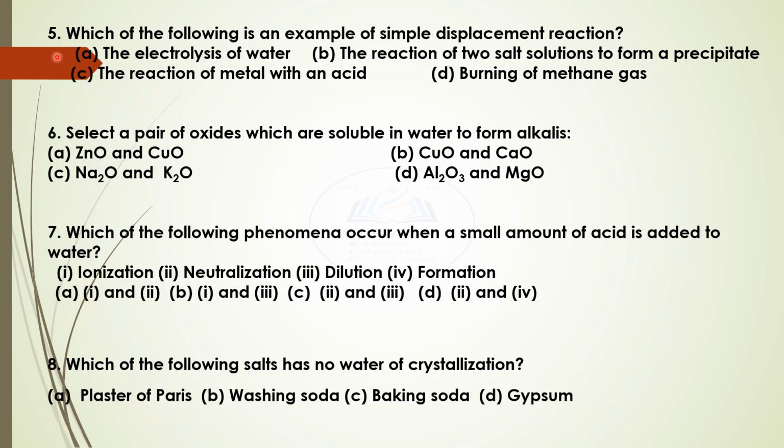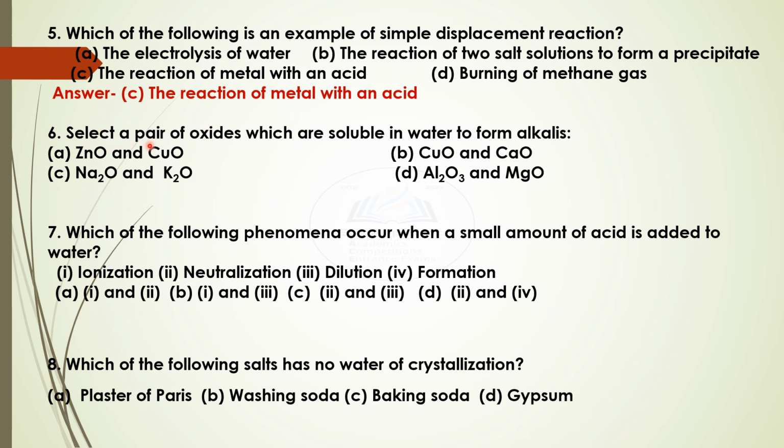Question 5. Which of the following is an example of simple displacement reaction? Is it electrolysis of water, or reaction of two salt solutions to form a precipitate, or is it the reaction of metal with an acid, or burning of methane gas? Have you marked your choice? Let us confirm. The correct choice is the reaction of metal with an acid.